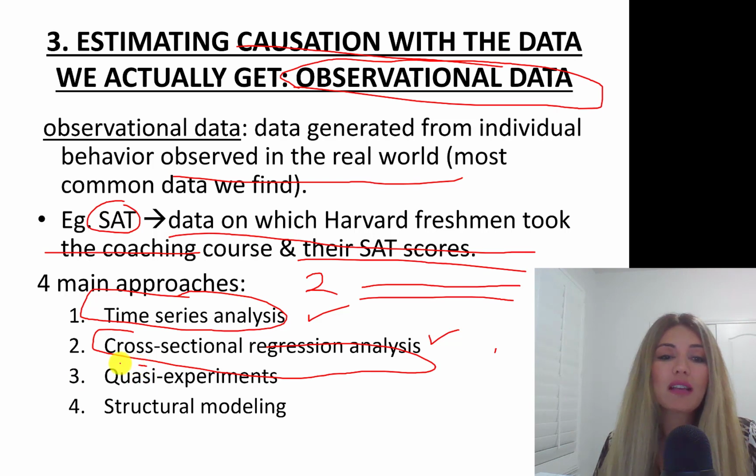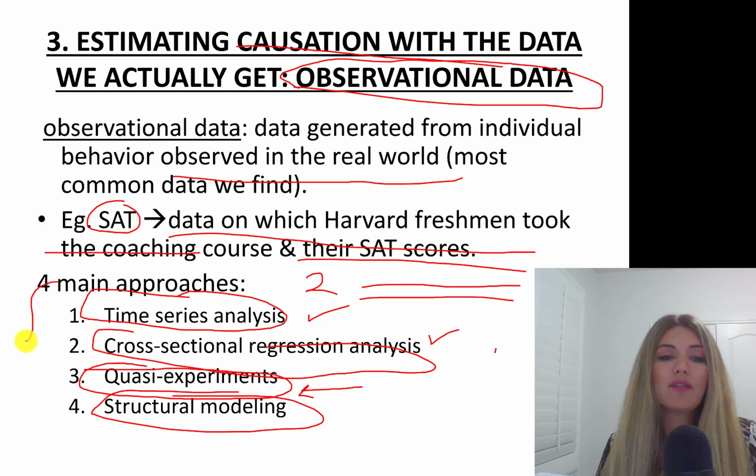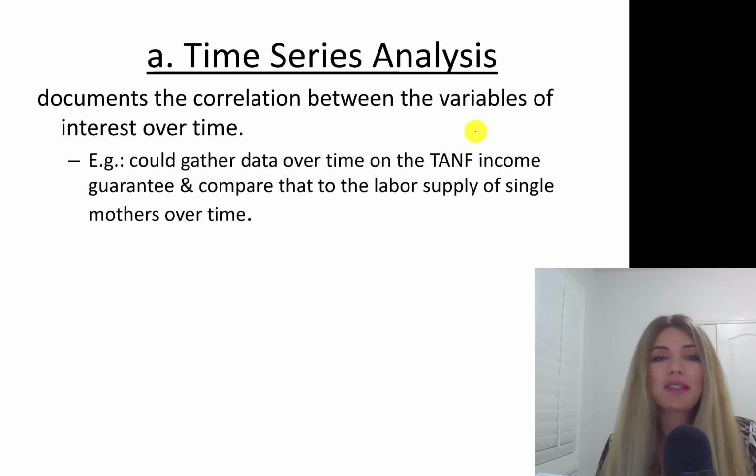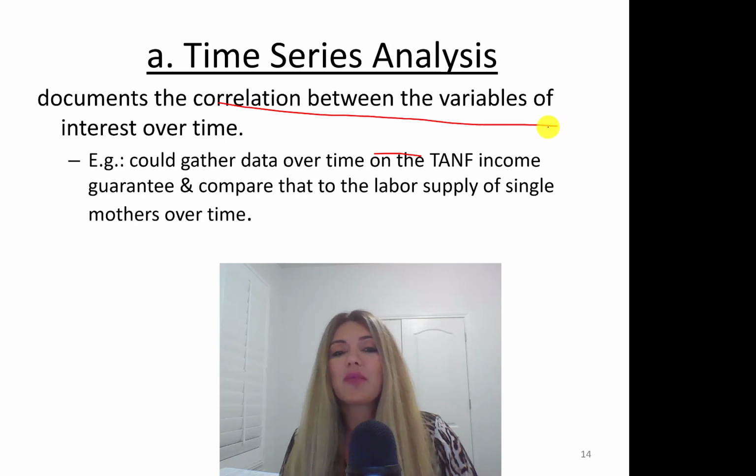We also have quasi-experiments. We're going to spend a lot of time on this. These are also called natural experiments, and also structural modeling. These are four different approaches that we use with observational data. Let's talk about time series analysis. It documents the correlation between the variables of interest over time.